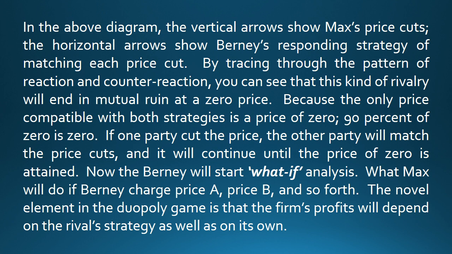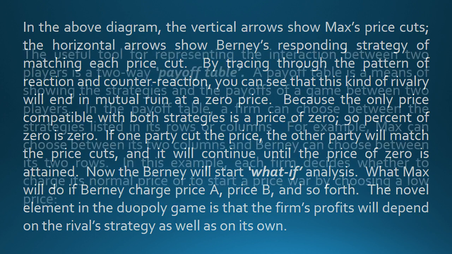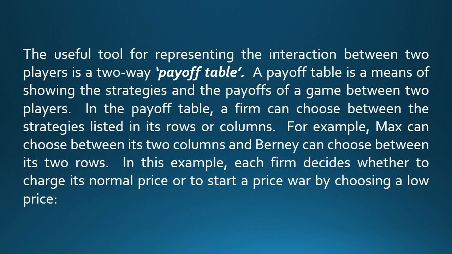Because the only price compatible with both strategies is a price of zero, 90% of zero is zero. If one party cuts the price, the other party will match the price cuts, and it will continue until the price of zero is attained. Now Bernie will start what-if analysis. What will Max do if Bernie charges price A, price B, and so forth? The novel element in the duopoly game is that the firm's profits will depend on the rival's strategy as well as on its own. A useful tool for representing the interaction between two players is a two-way payoff table.